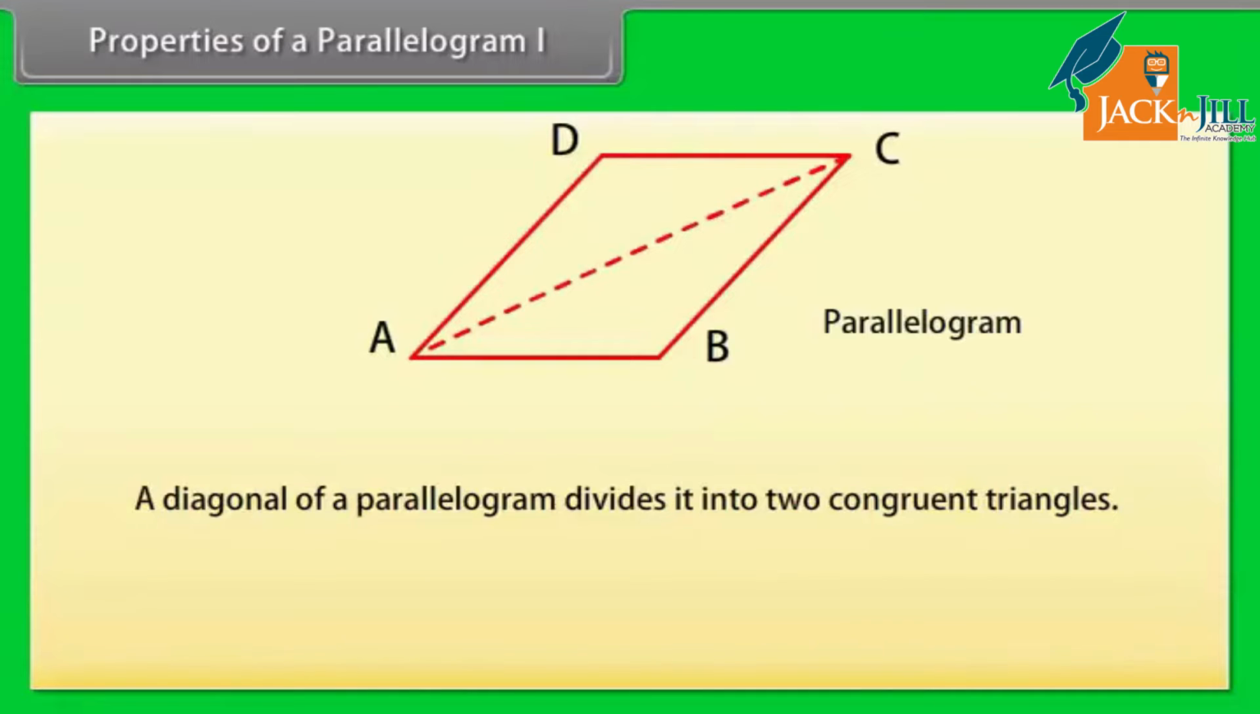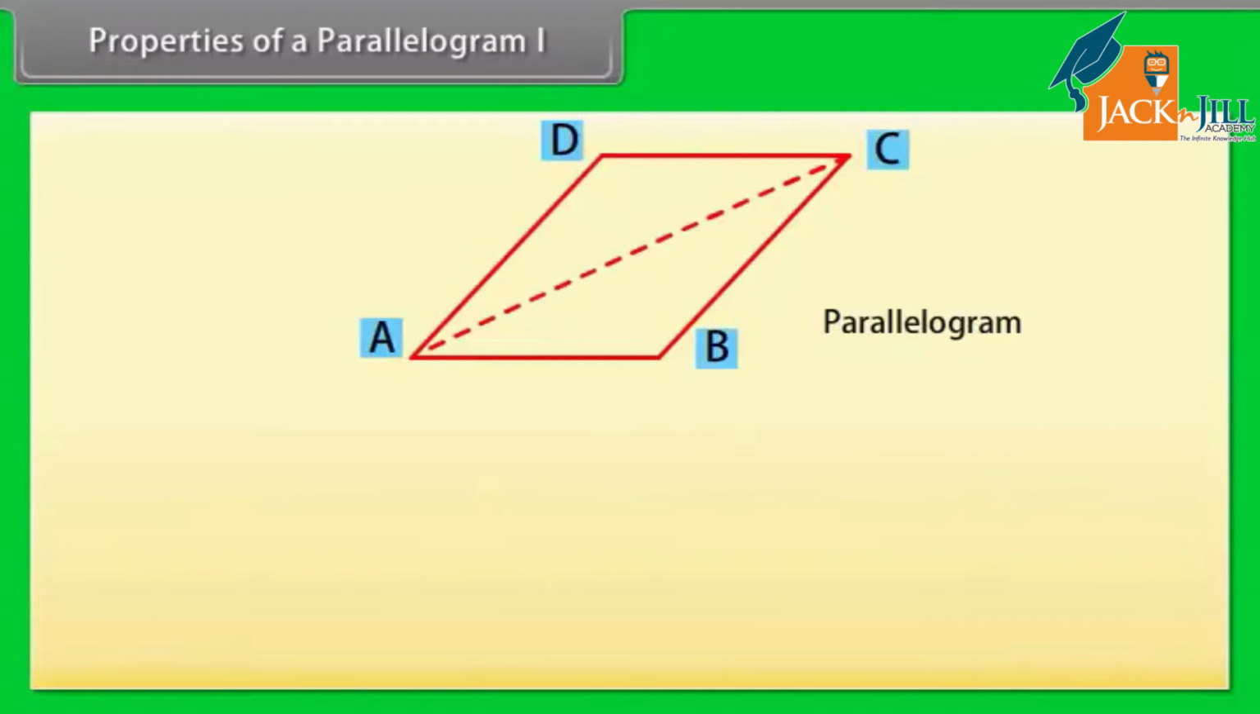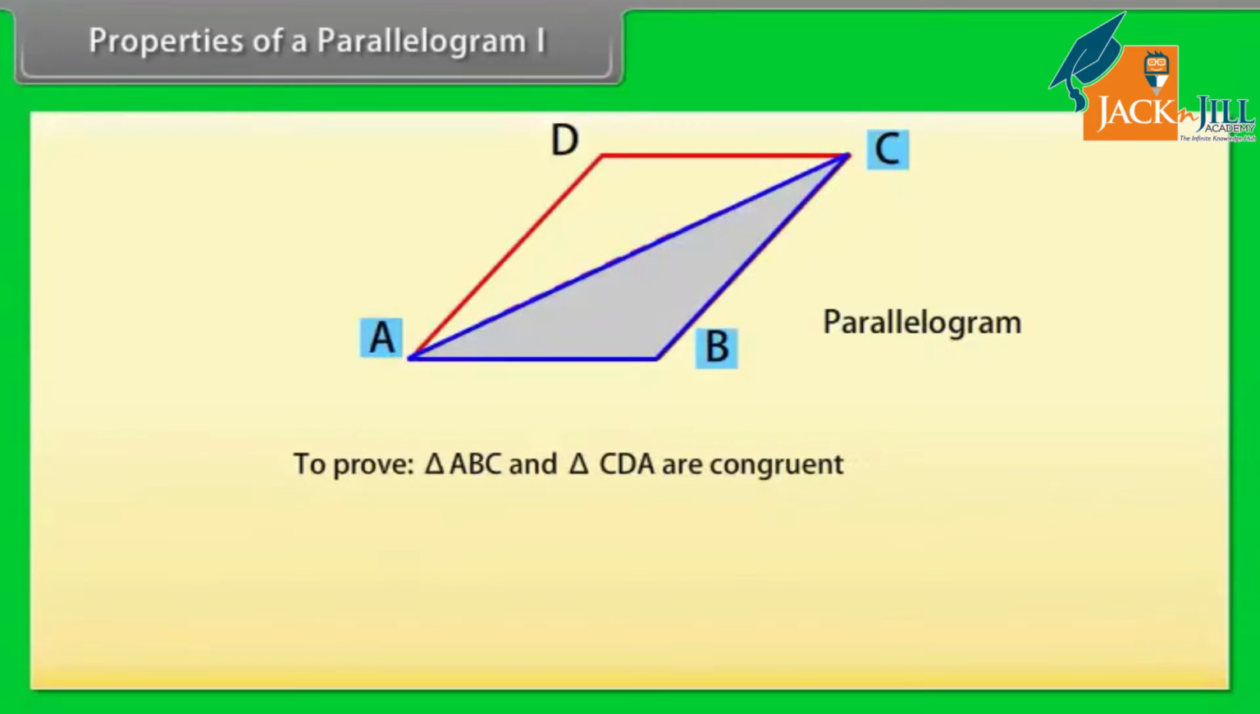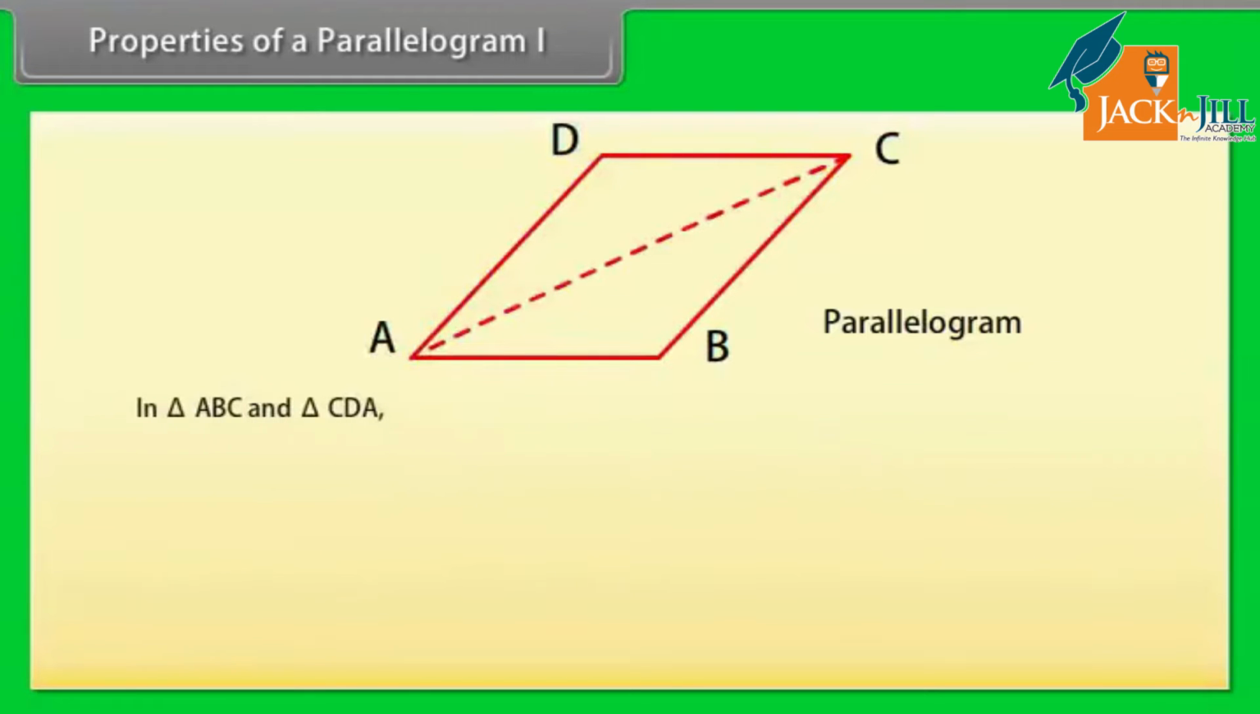Let's prove this theorem. Let ABCD be a parallelogram and AC be a diagonal. We can see that the diagonal AC divides parallelogram ABCD into two triangles, triangle ABC and triangle CDA. We need to prove that triangle ABC and triangle CDA are congruent. We can see that in triangle ABC and triangle CDA, BC is parallel to AD and AC is a transversal.